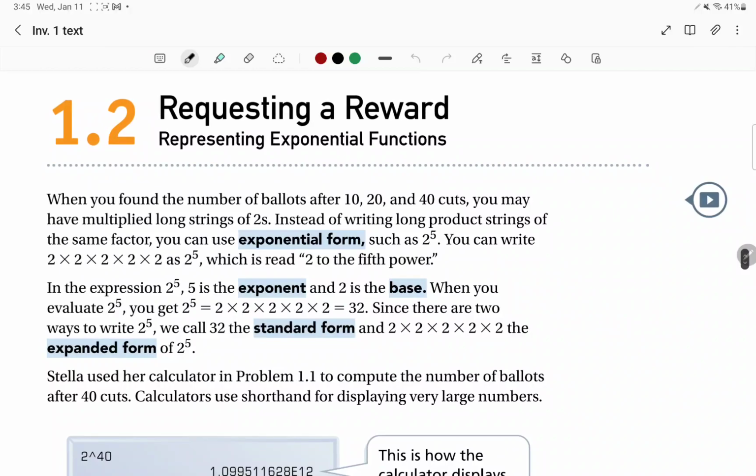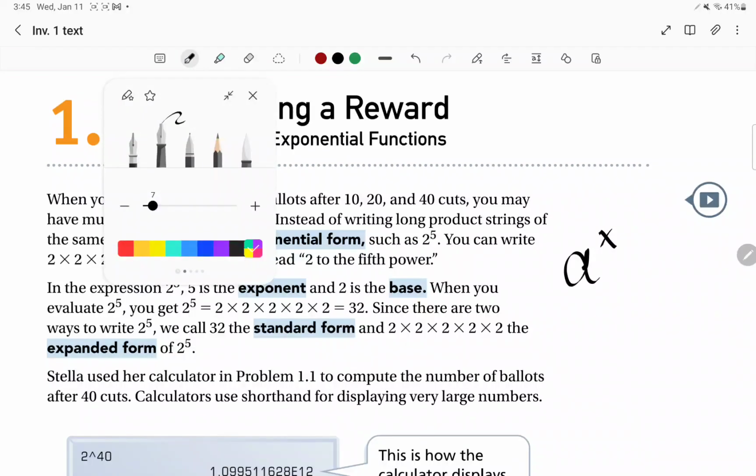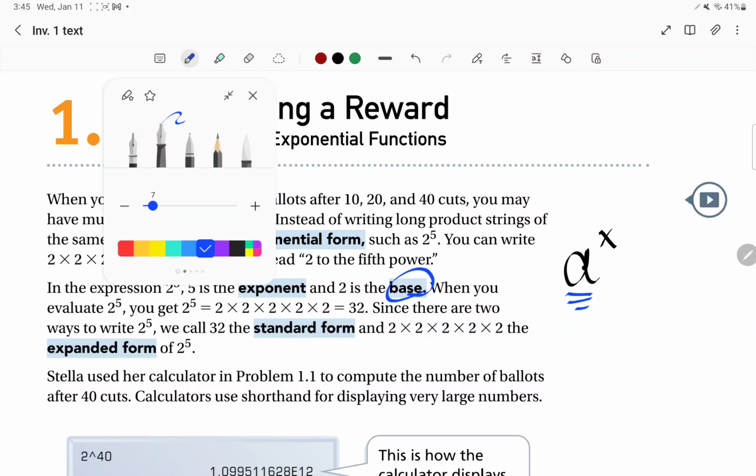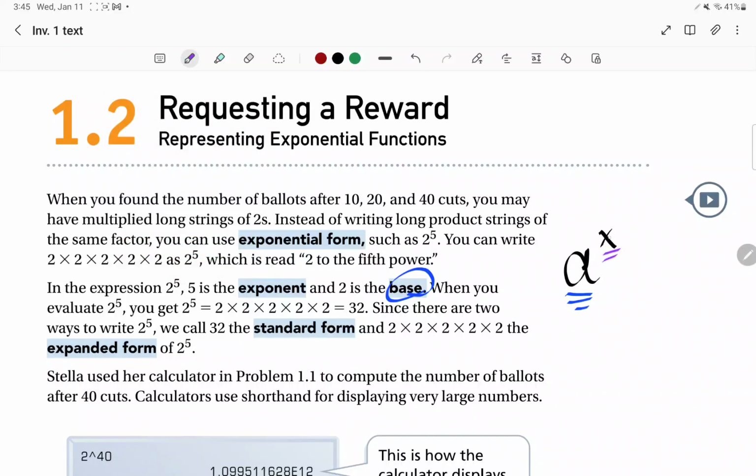And there are different parts of an exponential form. If you look at it this way, you would have, for example, a to the x power, where a is representative of what's called your base. So a is your base, and then the x represents what's called your exponent. Your x tells your base how many times to multiply it to itself.